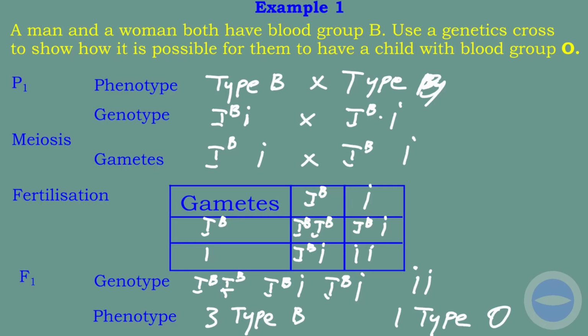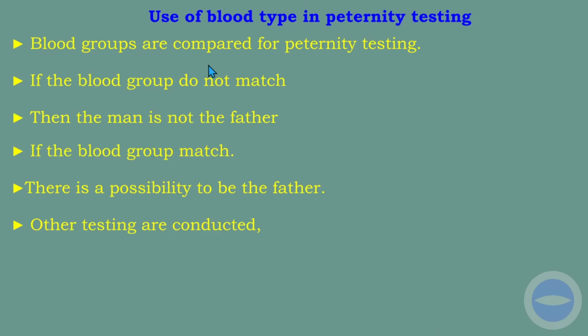Now let's see how to use blood type for paternity testing. Blood groups are compared for paternity testing. That means the blood of the child and the blood of the possible father are compared. If the blood groups do not match, then the man is not the father. If the blood groups match, there is a possibility he is the father. Then other testing is conducted.